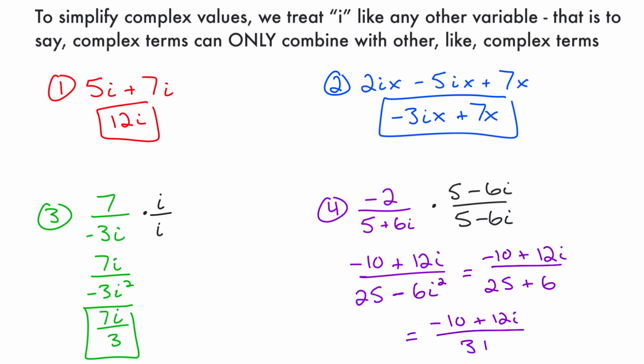Oh, wait, no, that's wrong. Because this should be 6 squared. That should be a 36. Which is not going to give me a 31. That's going to give me a 61. There we go.